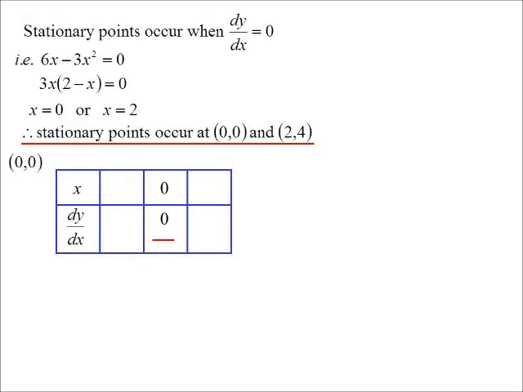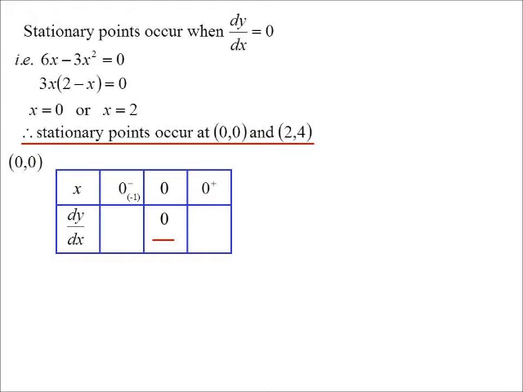We need to check a point on the negative side, or the left-hand side, and we need to check a point on the right-hand side, or the positive side. And we can pick any number we like, as long as we don't go past another stationary point. So on the left-hand side, there is no other stationary point. I can pick any number I like. But on the right-hand side, I can't go past 2.